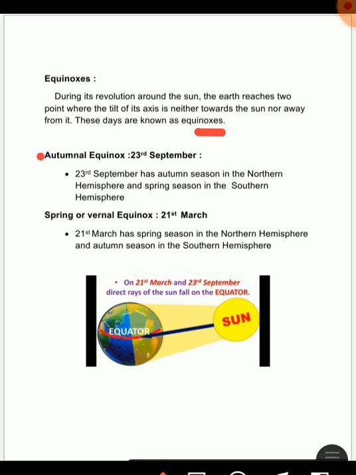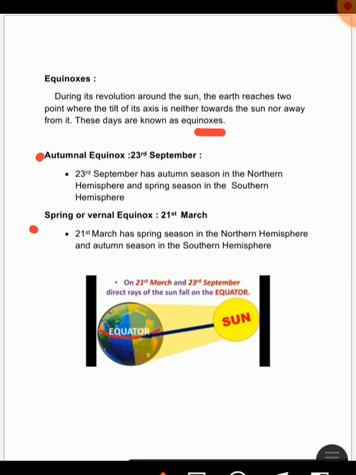Next is autumnal equinox. 23rd September has autumn season in the northern hemisphere and spring season in the southern hemisphere. The sun shines directly on the equator and there are 12 hours of day and 12 hours of night all over the earth. The sun sets at the North Pole at noon on the September equinox and remains dark until the March equinox. So the South Pole remains dark for 6 months. Since the March equinox, when the sun rises, it is illuminated for 6 months.